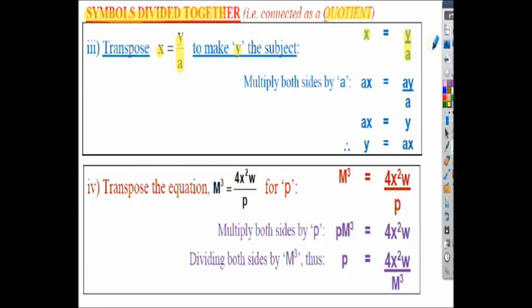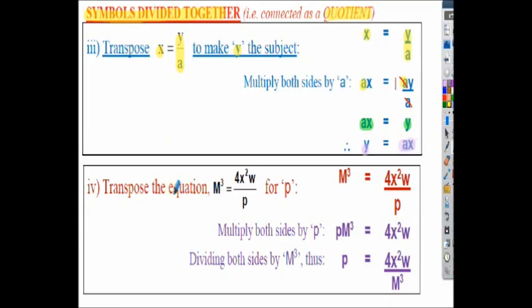At the moment a is divided into the y, so the inverse operation is to multiply. On the next line I multiply both sides by a in this case. On the right hand side of the equation now, a divided by a again gives me 1, and 1 times y is y. So now I have y on the right hand side, that's equal to a multiplied by x on the left hand side. I just simply turn the equation around, so y is equal to ax.